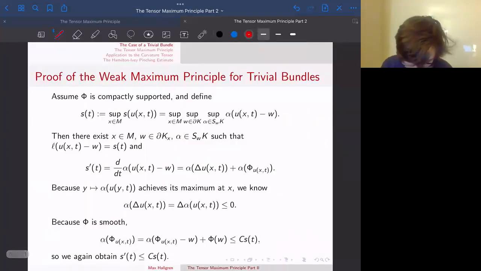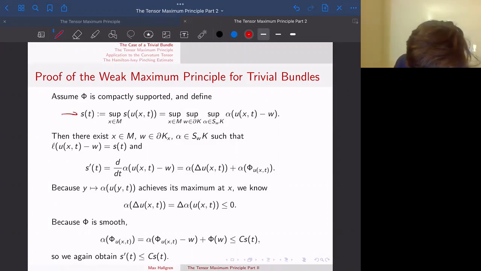Sure. Okay. So now we're going to prove the weak maximum principle in the case where our vector bundle is trivial of rank k. In this case, we're going to consider a very similar function, S of t, to the one that we considered in the previous slide. But the main difference is now that we're taking the supremum over points in our compact manifold. And so we get a very similar expression here.